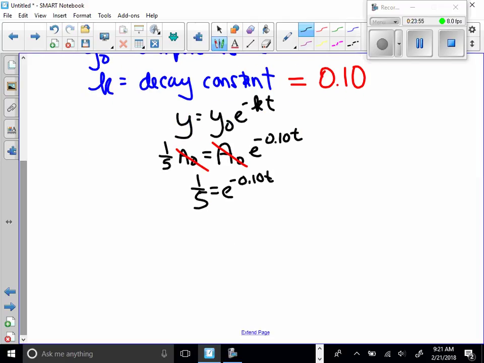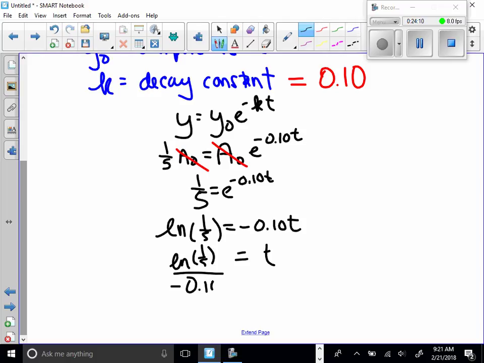What are we going to have to use to solve this? Natural log. So I've got a natural log of 1/5 is going to be negative 0.10 t, or t is the natural log of 1/5 divided by negative 0.10. Have faith in your negative signs. And what do we get for a time? 16.1 years. Is that what you got, Maddie?